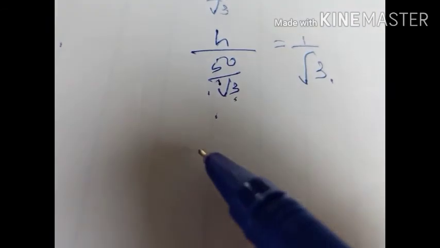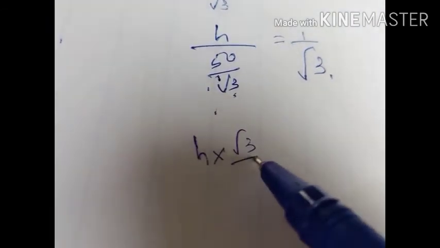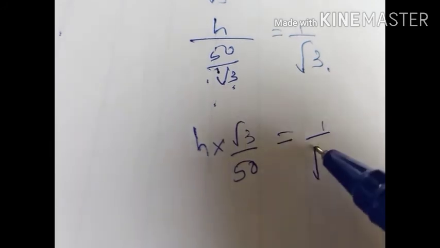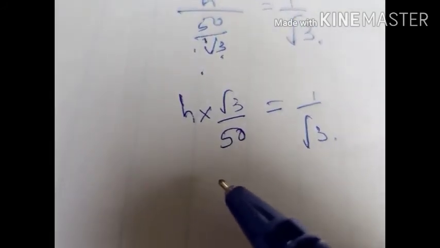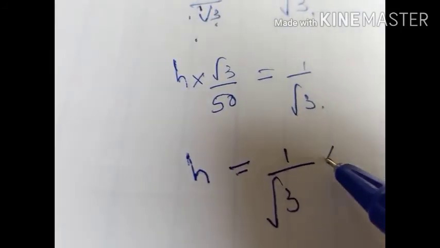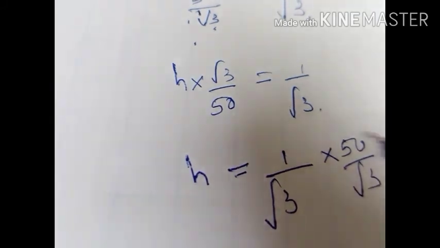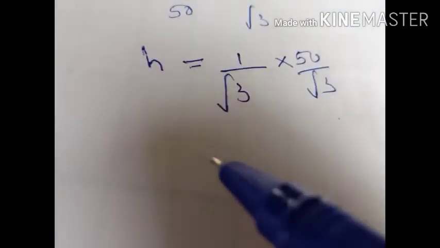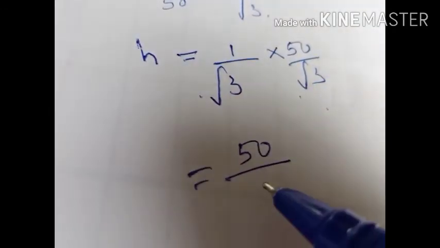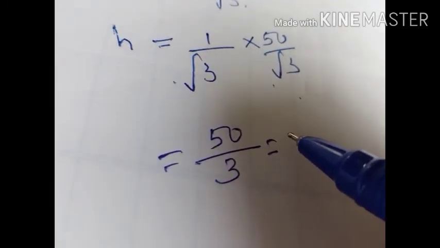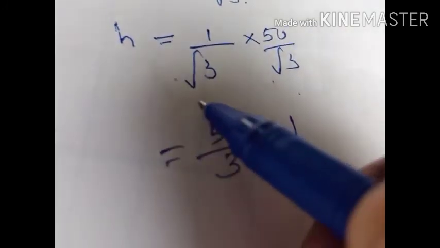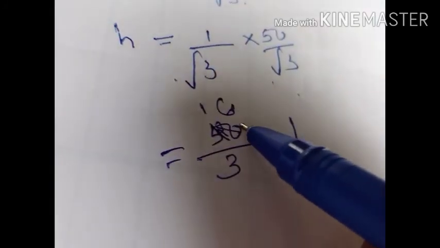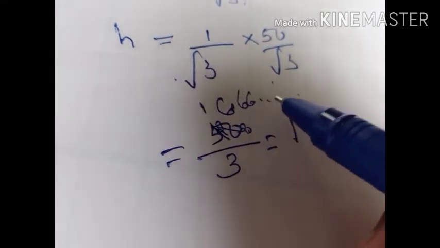Then we can multiply by the reciprocal. Anyway you can simplify. Then H we have to find. So H equal 1 by root 3 into 50 by root 3. When we transpose, denominator becomes numerator. So we get 50 by root 3 into root 3, which is 3. So 50 by 3, we can divide and find: 3 ones are 3, 20, 6 threes are 18, then point again 26, 6 and so on.